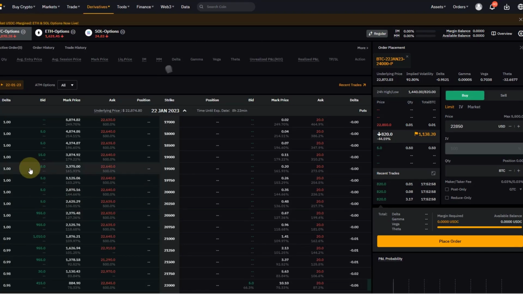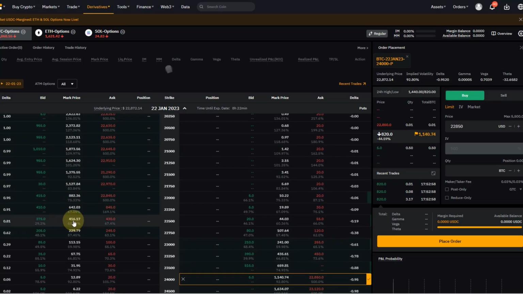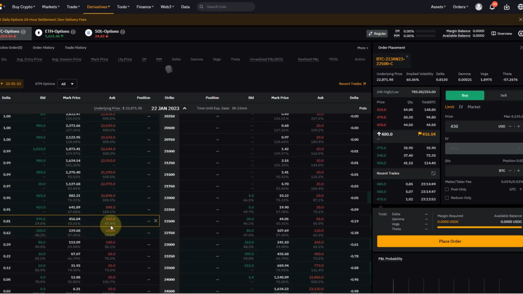Okay, so let's select one of these options. Let's select a call option here, and we just select this one, which has quite a decent premium, 22,500, expiry 22nd of January. On the right hand side, what you can see first of all is the actual description of the contract. So BTC, obviously the date, this is the strike price, and call.